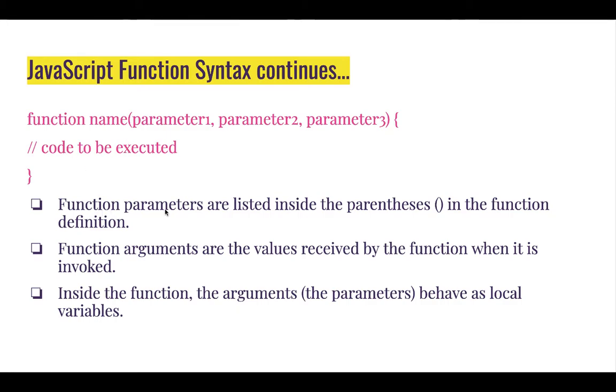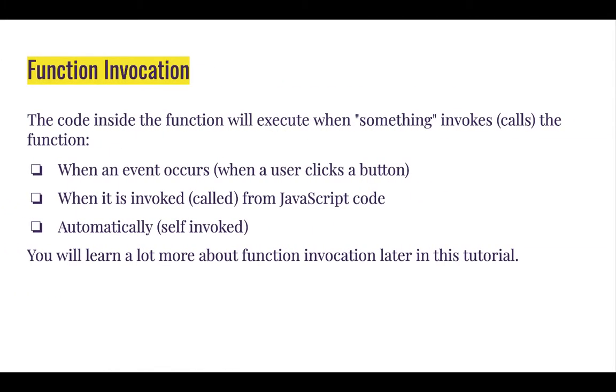Function parameters are listed inside the parentheses in the function definition. Function arguments are the values received by the function when it is invoked. Inside the function, the arguments behave as local variables.